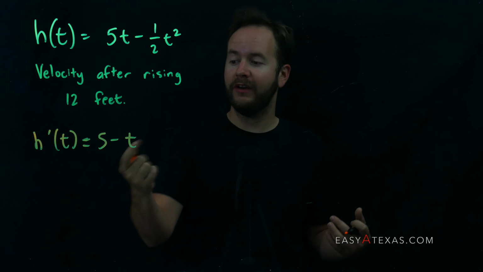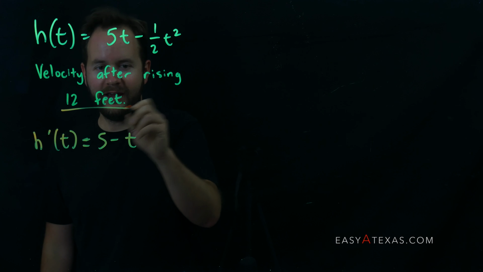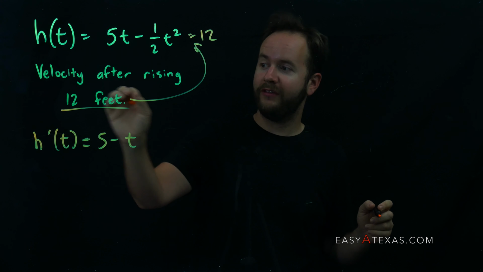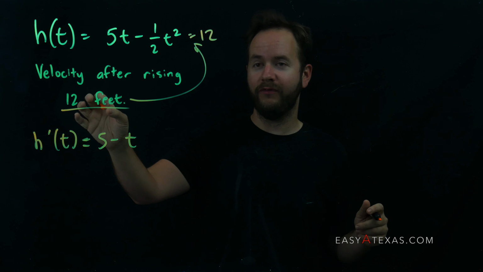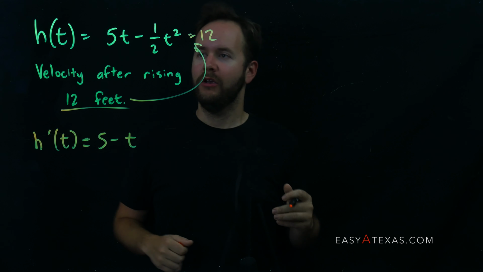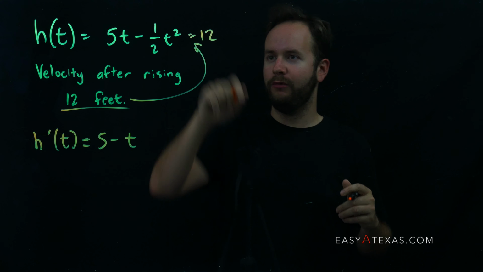Well, how do I figure out the number that goes in here? We're going to take this number and set it equal to the position. After all, this is the position. After rising 12 feet, after the rock is at a height of 12 feet, we're going to figure out the time that corresponds to that height. So we're going to set the position equal to 12 and solve.